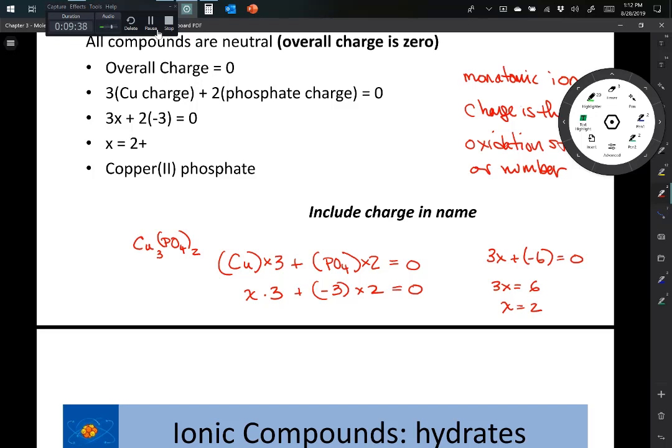The quick way, like I said, is you just look at the formula. The formula lots of times tells you, but we're going to need to be able to do this later when we calculate oxidation numbers for other compounds, okay?